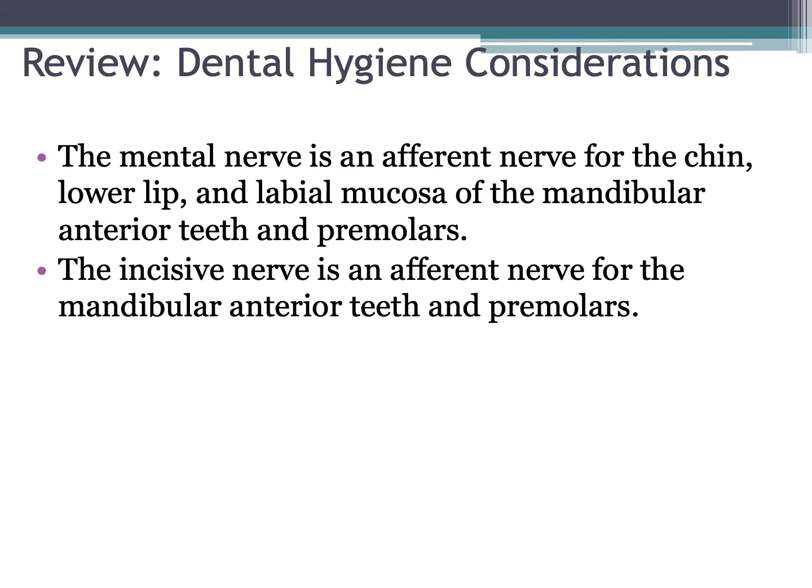The mental foramen serves as the exit point for the mental nerve and is a sensory nerve for the chin, lower lip, and labial mucosa of the mandibular anterior teeth. The other branch of the mandibular nerve continues within the body of the mandible and supplies the pulps of the mandibular anterior teeth and the first premolar.